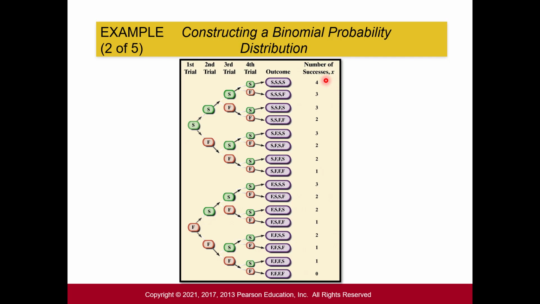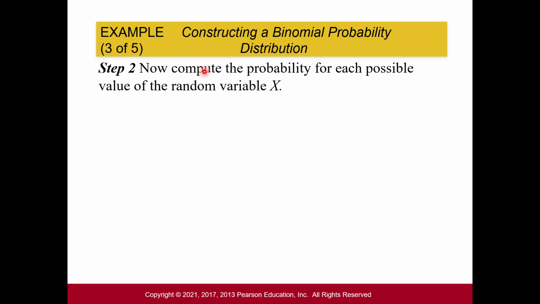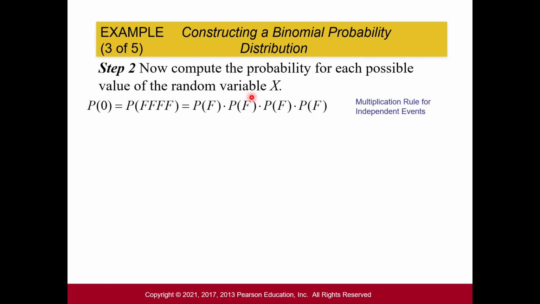And so we have recorded over here the number of successes in each of the 16 outcomes. So only one of the 16 outcomes has 4 successes, and only one has 0 successes. And then notice we do have some different ones where we have 3 successes, 2 successes, and 1 success. So now compute the probability for each possible value of our random variable. So remember, the random variable is representing the successes.